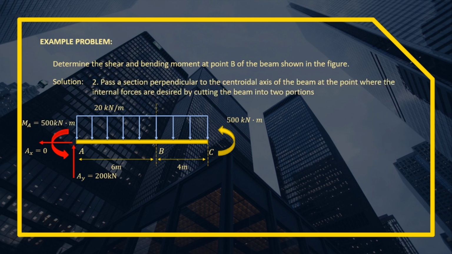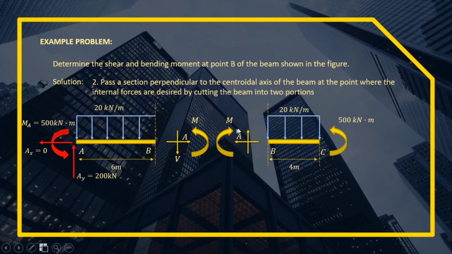Second step, guys. Pass a section perpendicular to the centroidal axis of the beam at the point where the internal forces are desired, by cutting the beam into two portions. So we cut at point B, and then we will have two portions. This is what we separated. We have a left portion and a right portion.